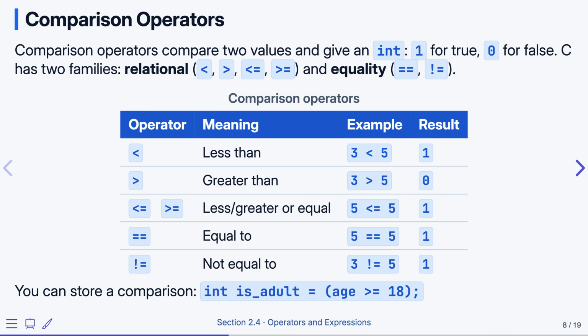Because the result is just an integer, you can store it in a variable. Here, adult gets 1 if age is at least 18 and 0 otherwise.